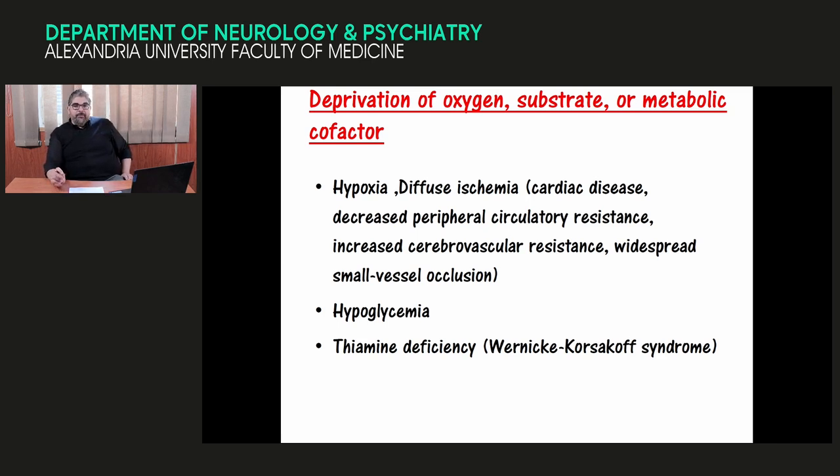Hypoglycemia is one of the most important causes of hypoxia that may affect the brain, and if persistent, it may lead to structural damage to the brain. And the acute form of thiamine deficiency in which the patient has some state of encephalopathy in a syndrome known as Wernicke-Korsakoff syndrome.